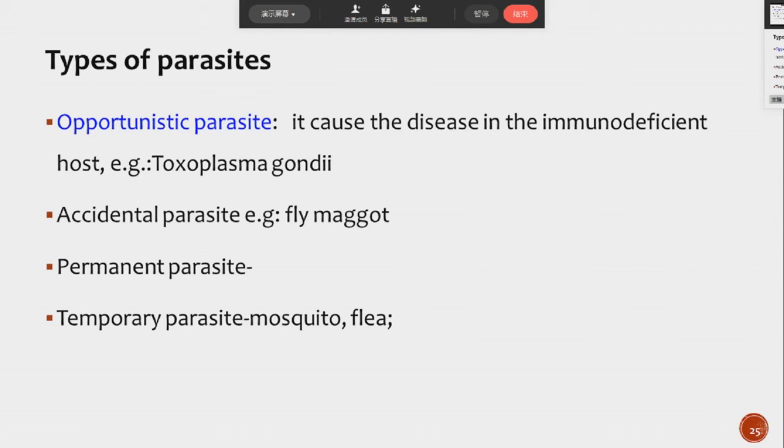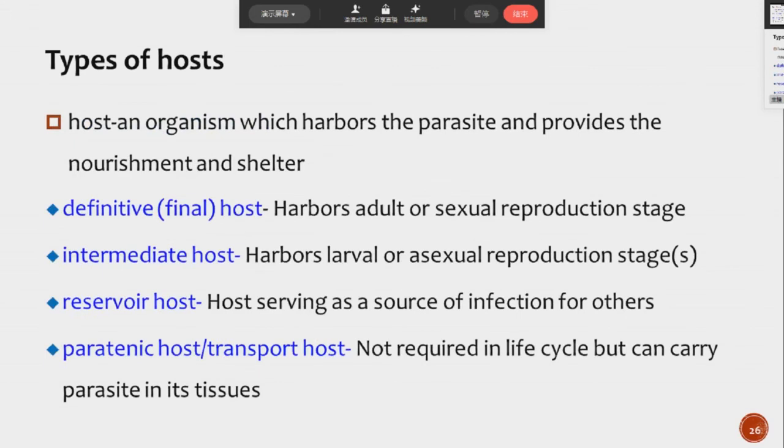You can also call them an extensional parasite, permanent parasite, or temporary parasite. Using these names, you can classify the parasite. And the main term now is the host. Of the two organisms living together, the crying one is the host. The exact definition of the host is an organism which favors the parasite and provides nourishment and shelter. This organism we call the host.